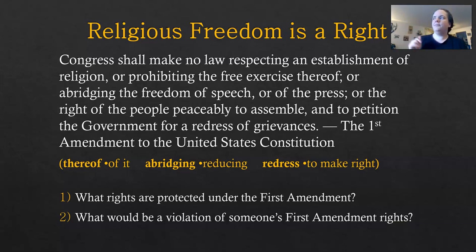Sweet. Lots of people are familiar with speech. You get to say whatever you want. I mean, people can hate you if you say assholey things. Totally fair. The press can publish what they like. People can get together and protest. Sweet. But respecting an establishment of religion or prohibiting the free exercise thereof. So, just to go through a bit, thereof is of it, abridging is reducing, right? And to redress is to make right.